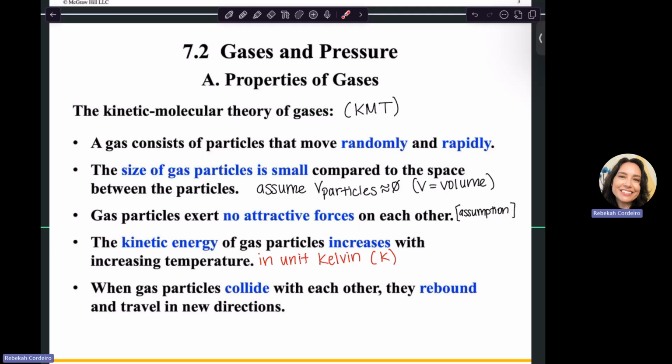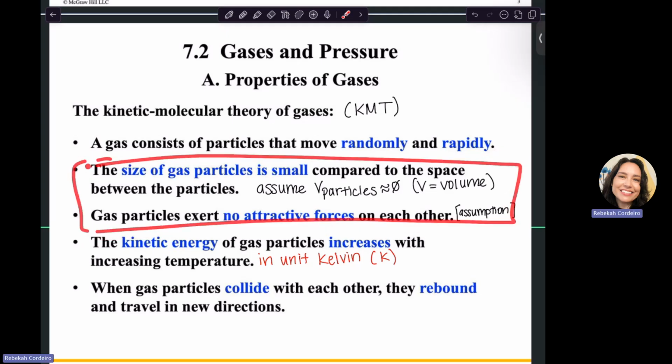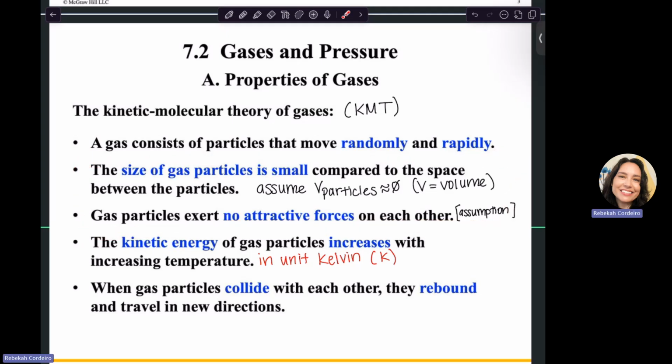We do have some math equations, if you're interested, with these assumptions removed so that the volume matters and the attractive forces matter in the math, but we're not going to get into the math for that in this class.